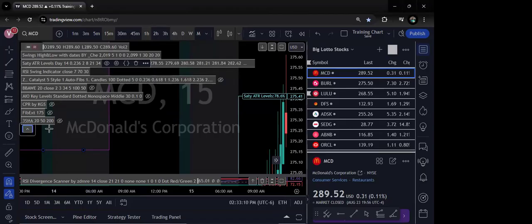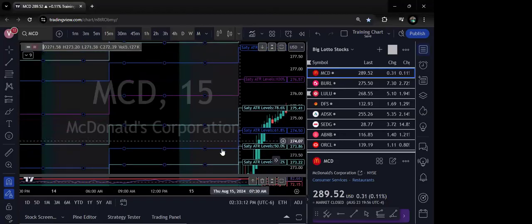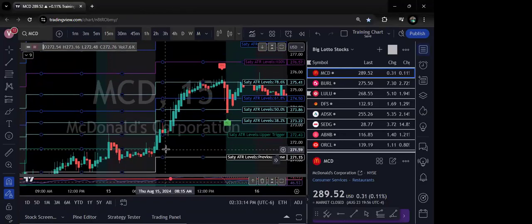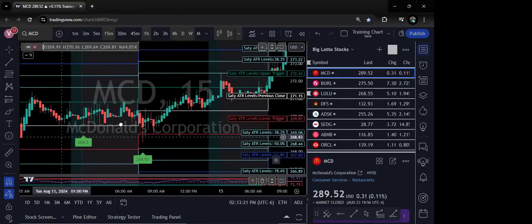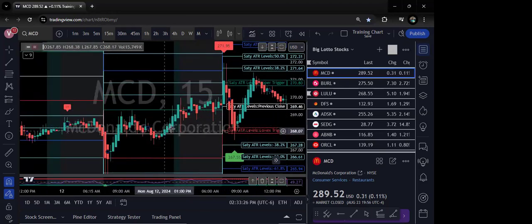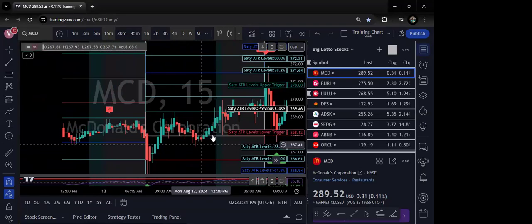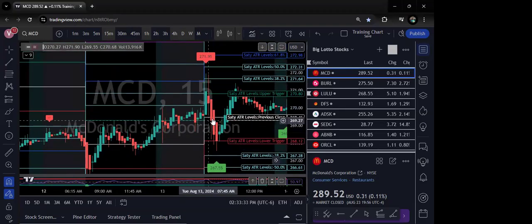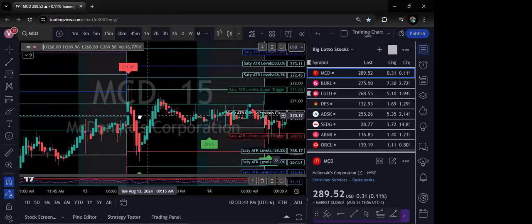Okay, so for McDonald's, you're looking at the close, you're comparing the close of the previous day and today. So here you had the close for McDonald's, this was the close here. So the next day you're looking at the close. The close was 269 on the 12th, and then the close.